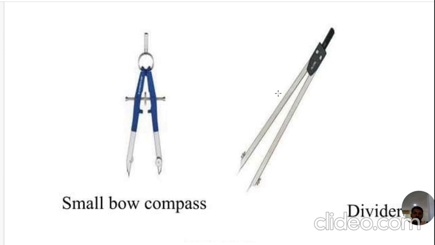It is used to draw arcs and circles. The pivot joint compass is used for radii greater than 20 mm, and the springbow compass is used to draw arcs or circles of less than 50 mm radius.